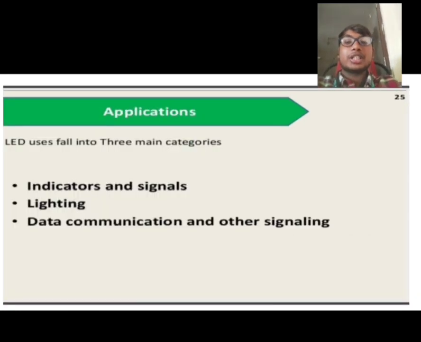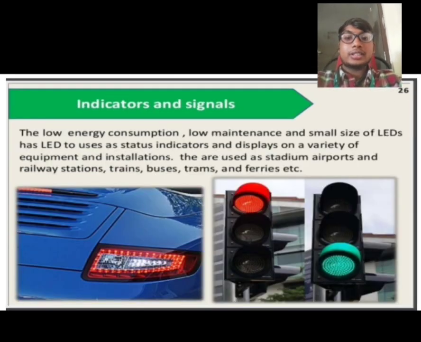Applications of LED. LED uses fall into 3 main categories: indicators and signals, lighting, and data communication and other signaling. Indicators and signals. The low energy consumption, low maintenance, and small size of LEDs have led to LED use as status indicators and displays on a variety of equipment and installations. They are used in stadiums, airports, and railway stations, trains, buses, trams and ferries, etc.